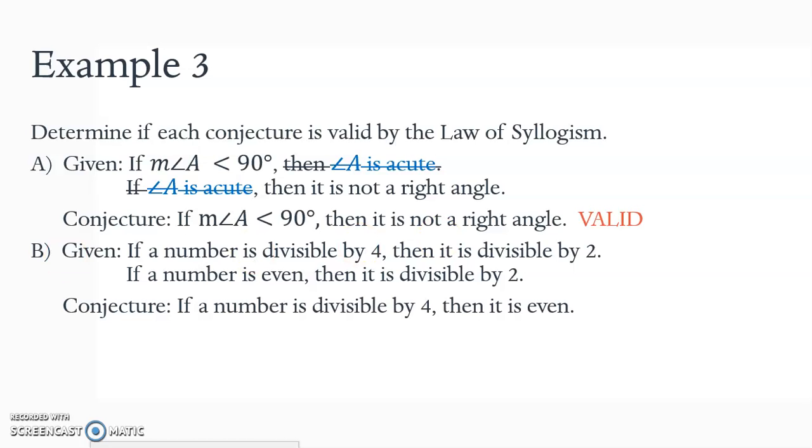In part B, it says, given if a number is divisible by 4, then it is divisible by 2. If a number is even, then it is divisible by 2. The conjecture is, if a number is divisible by 4, then it is even. So let's take a look and see if we can determine what is repeated in our two statements and see if they're using the law properly. So the part that repeated is, it is divisible by 2. But they're both at the end of the statement, not one at the end and one at the beginning. So I'm not allowed to apply the law of syllogism, and this is not valid.